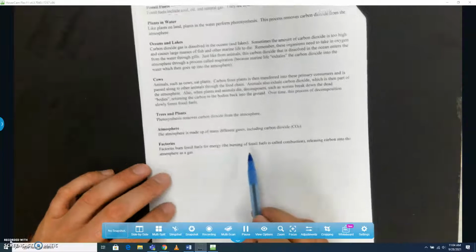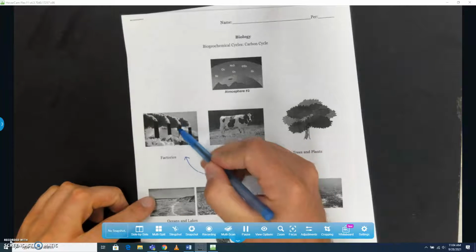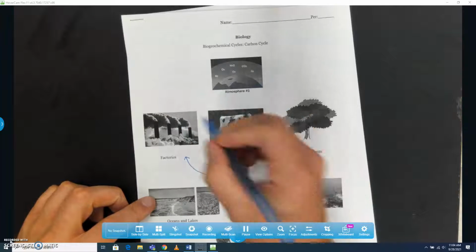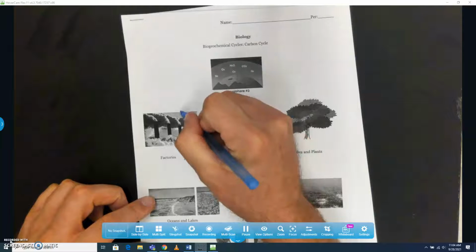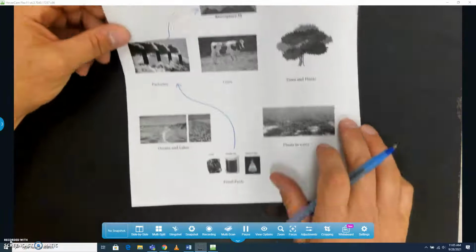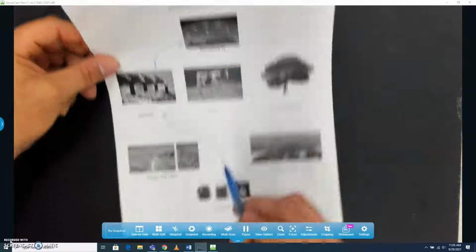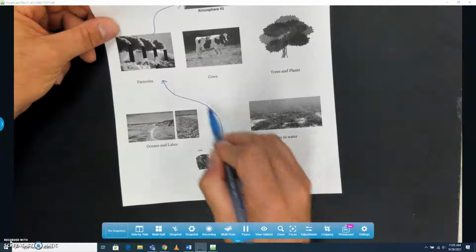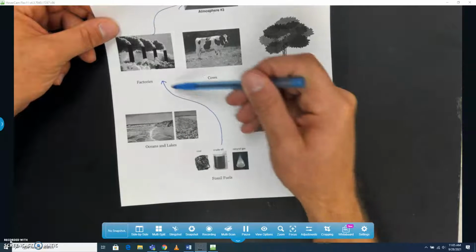Let's see what else we can find about factories. Factories release carbon into the atmosphere as gas, so we see that right here. Where's this going? It's going into the atmosphere. So the fossil fuels, once they're burned by the factories, the carbon that's located in the fossil fuels goes up into the atmosphere. And again, we're not tracing fossil fuels per se, but we're tracing carbon, which is in fossil fuels. So this movement right here shows us literally carbon being trapped as a solid and turning that carbon into a gas.